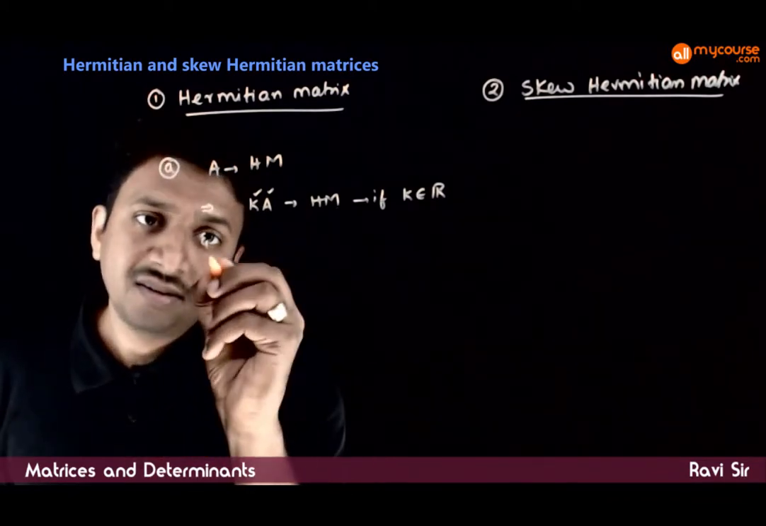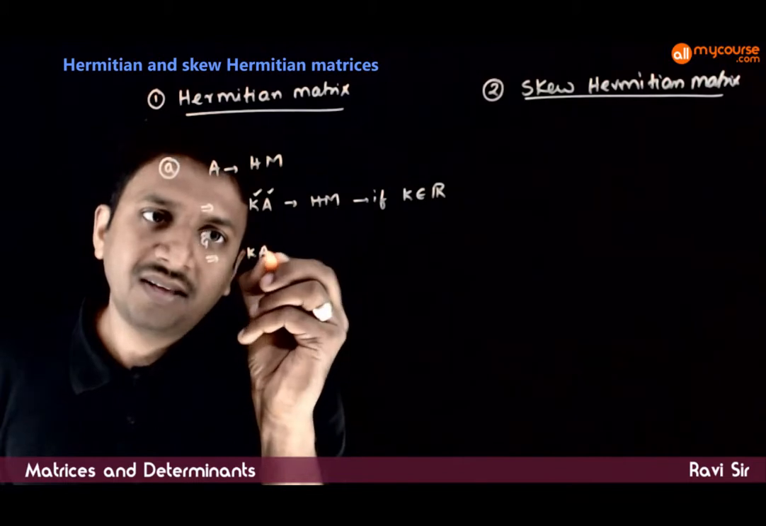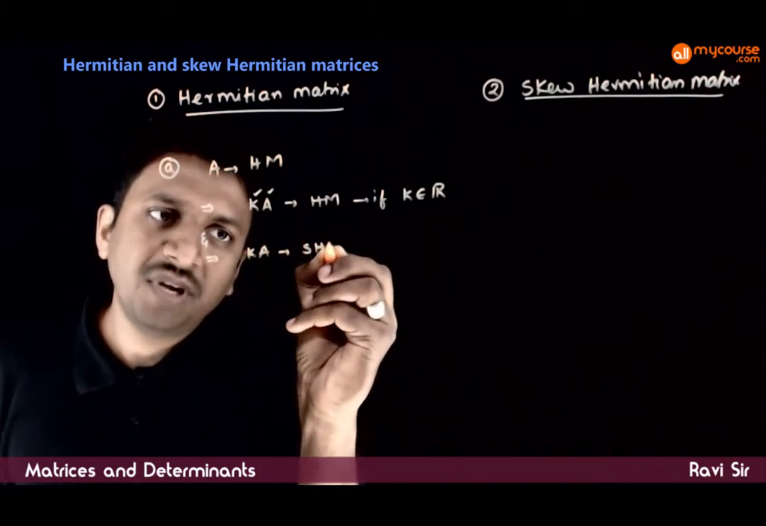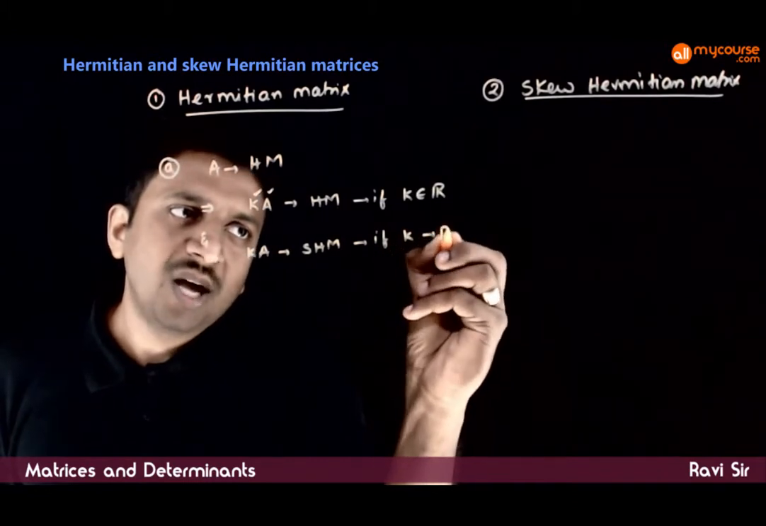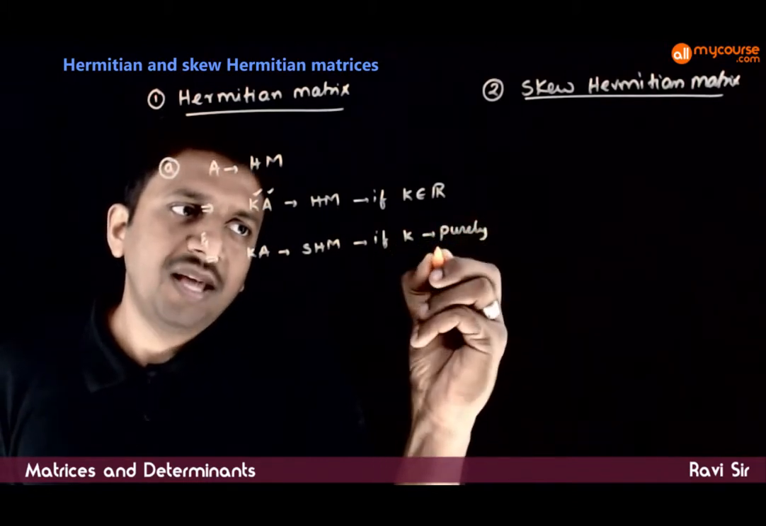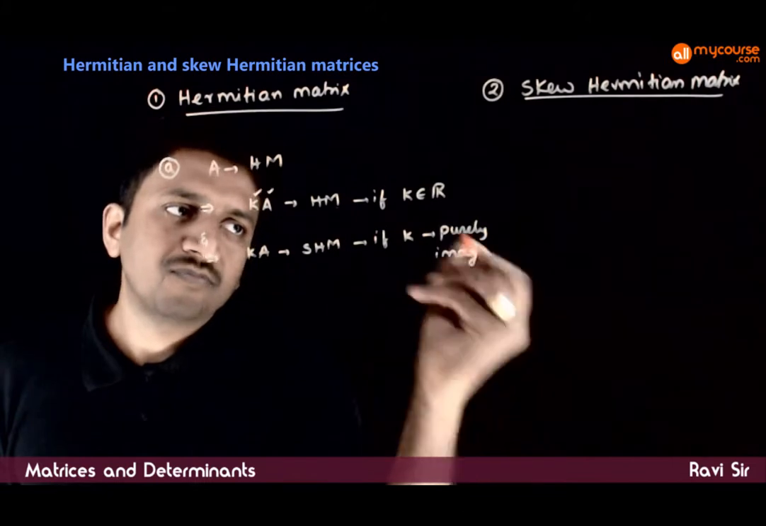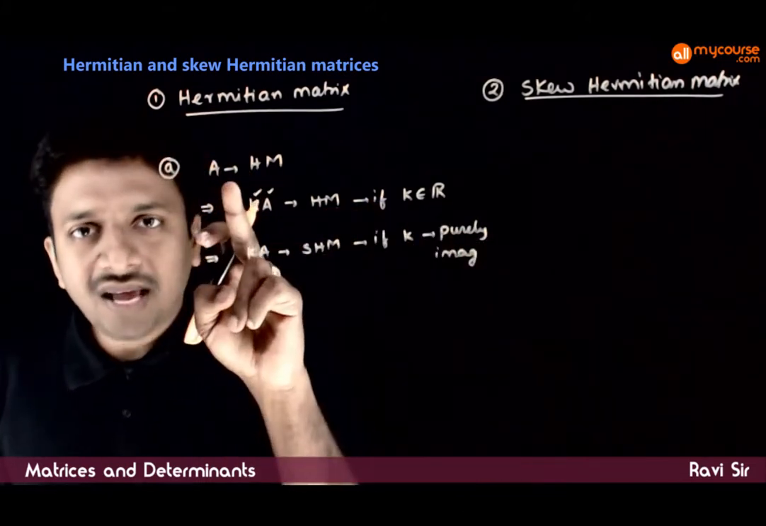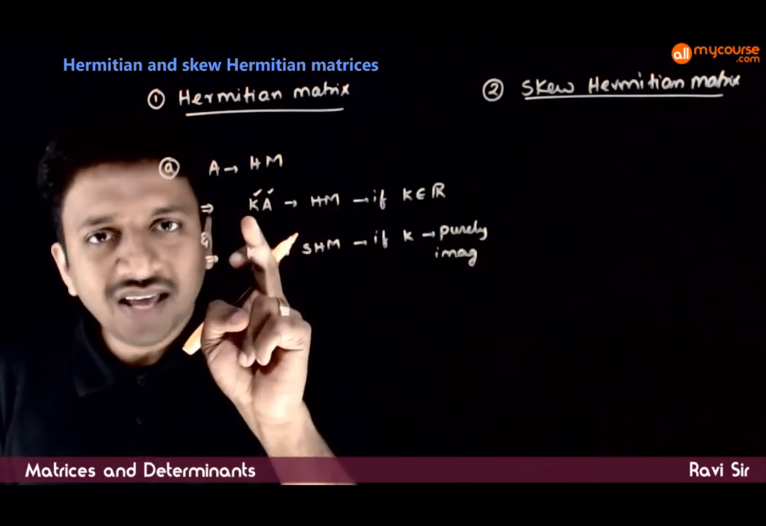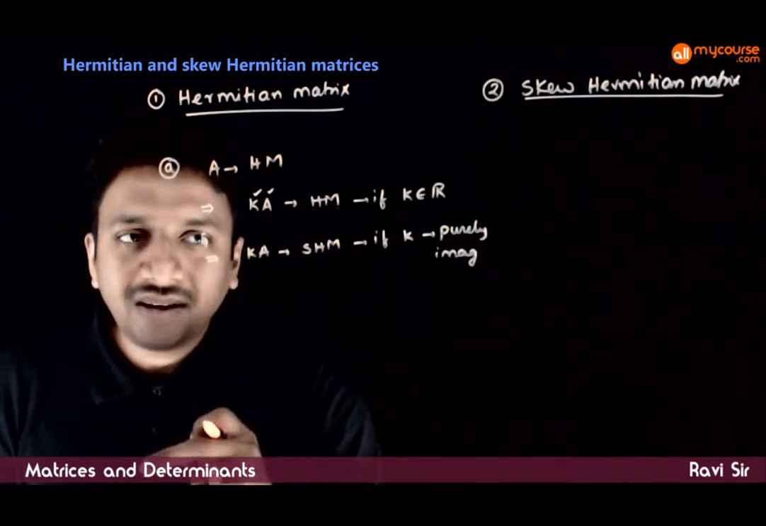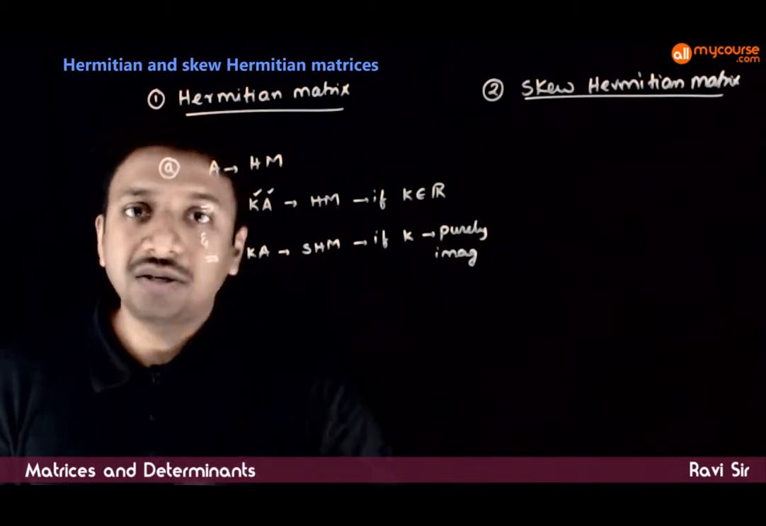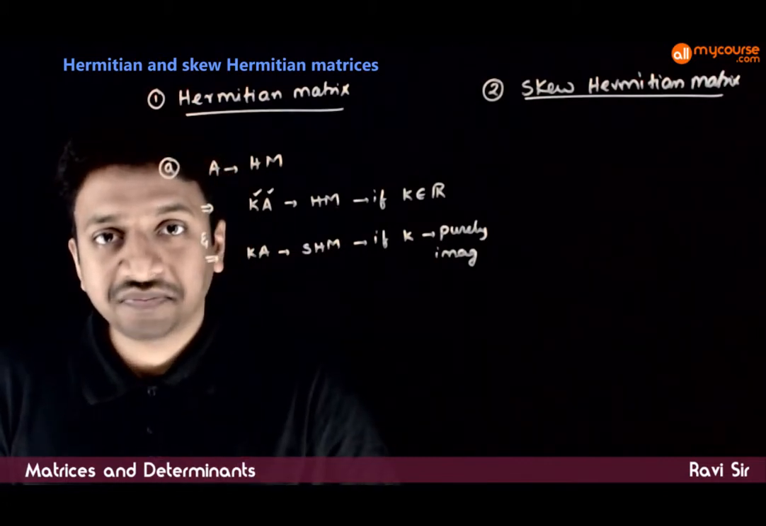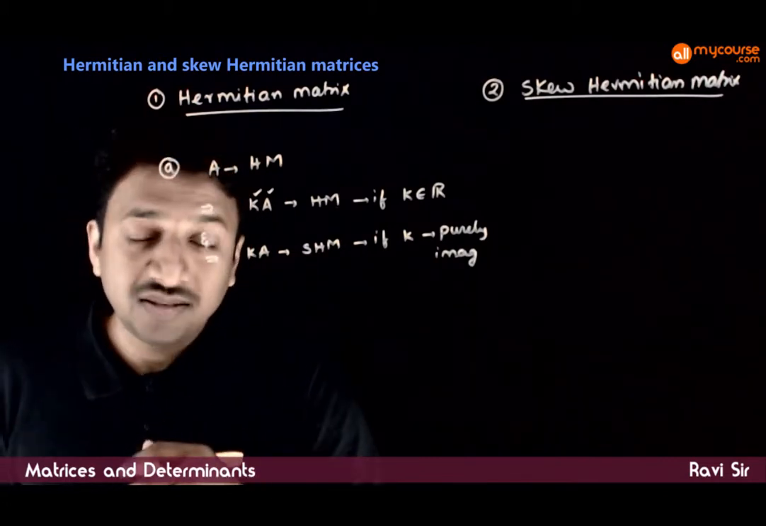And KA is a skew Hermitian matrix if K is purely imaginary. So if A is a Hermitian matrix, any real number times A is a Hermitian matrix, and any purely imaginary number times A is a skew Hermitian matrix. So let us see why this is.